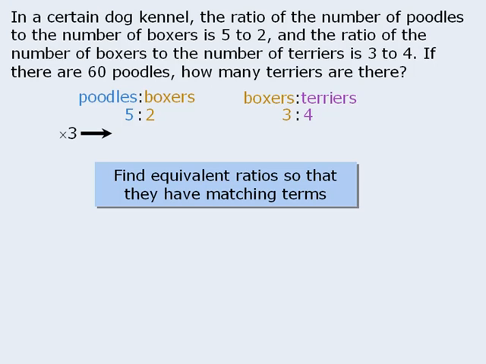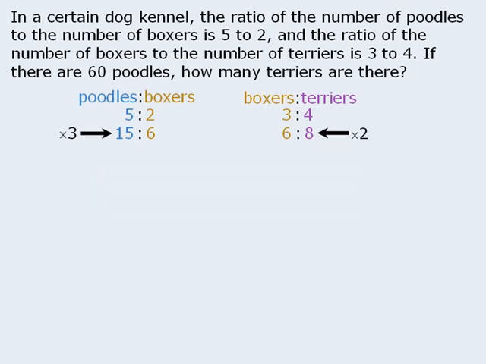Notice that if we take the first ratio here and multiply both terms by 3, we get an equivalent ratio of 15:6. Similarly, if we take the second ratio and multiply both terms here by 2, we get an equivalent ratio of 6:8. Now notice that in the first ratio, there are 15 poodles for every 6 boxers, and in the second ratio, there are 6 boxers for every 8 terriers.